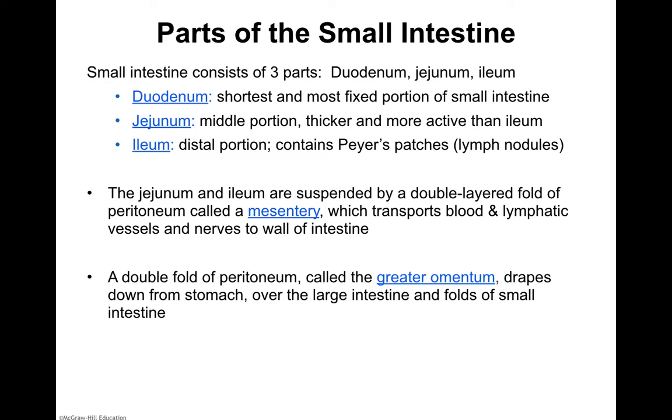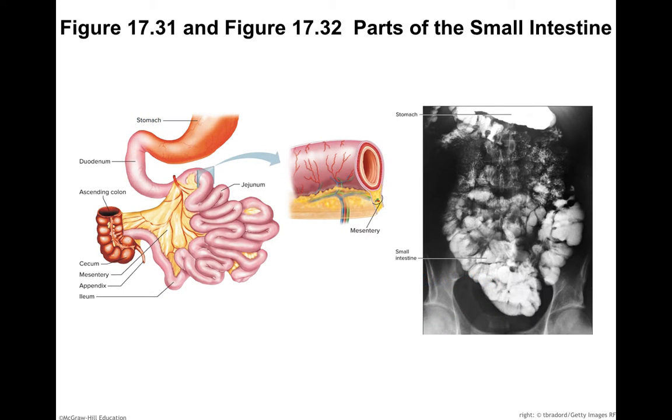The jejunum and ileum are suspended by a double-layered fold of peritoneum called the mesentery. The mesentery is important because it carries the blood and lymphatic vessels and nerves that go to the walls of the intestine. A double fold of peritoneum called the greater omentum drapes down from the stomach over the large intestine and the folds of the small intestine. So here's an image of that, the mesentery connecting, and the greater omentum and lesser omentum are part of that structure as well.